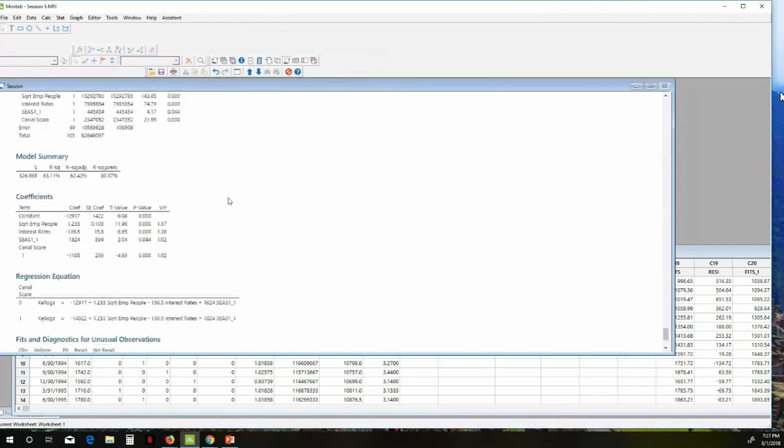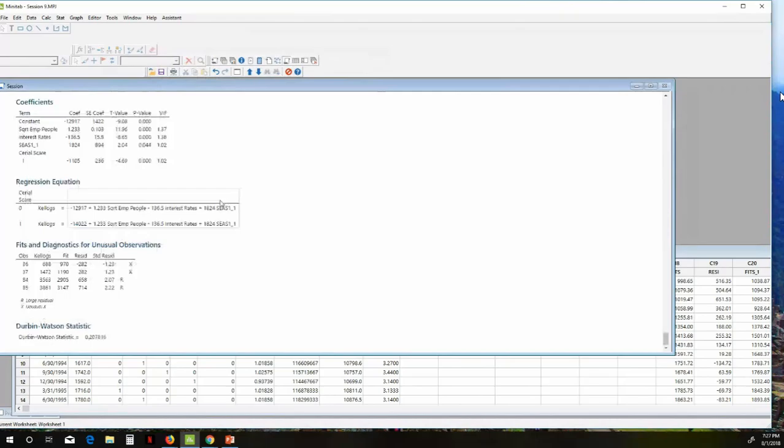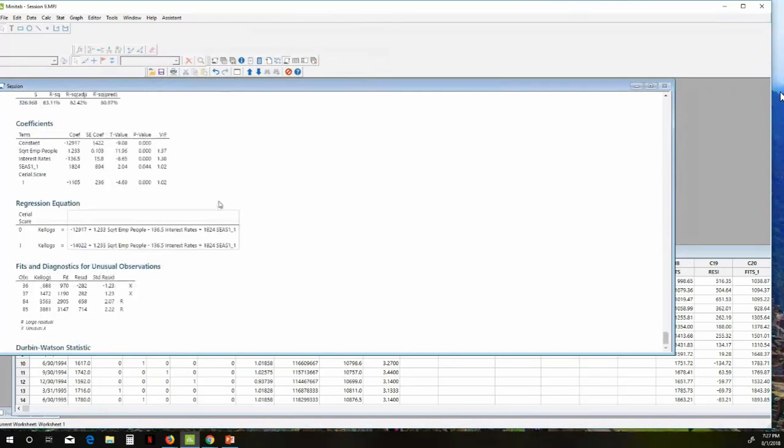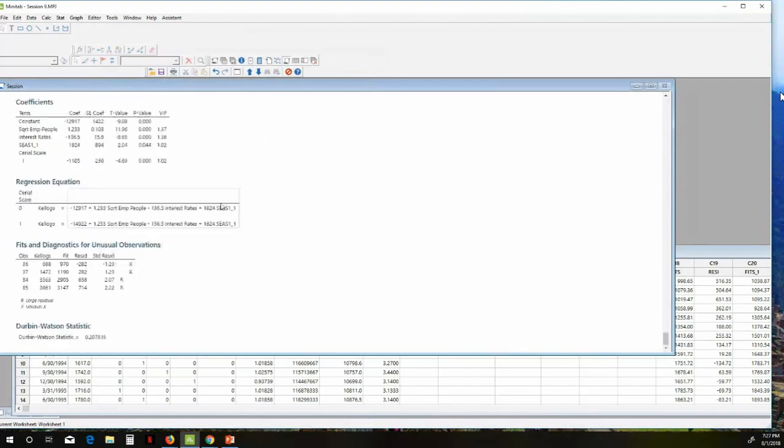Still looks good. 82% we're explaining. Durbin-Watson statistic went up to 2.07 from 2.06, right? We've done all we could. I'm not messing with it anymore.